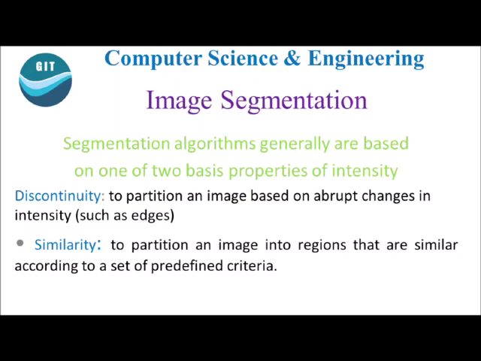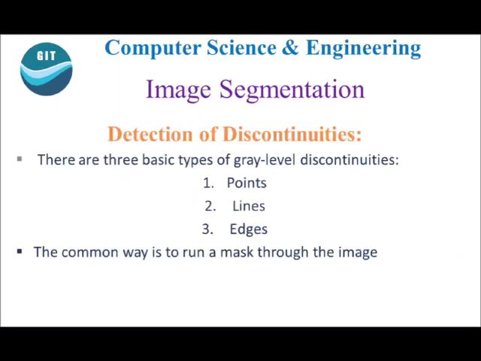The principal approach in the second category, which is similarity, is based on partitioning an image into regions that are similar according to a set of predefined criteria. Thresholding, region growing, and region splitting and merging are the various examples of the second method in this category.